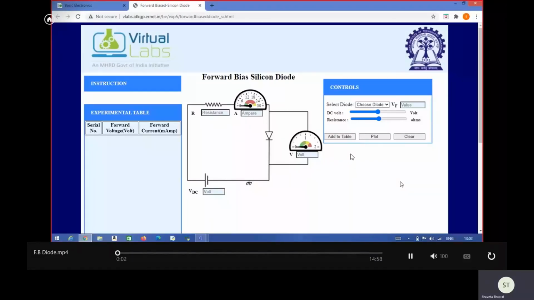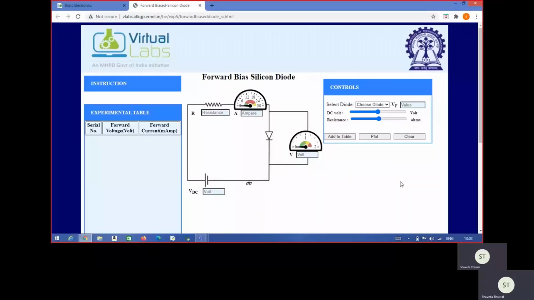The aim of this experiment is to draw the VI characteristics of a forward biased PN junction diode, and we are doing the experiment via a virtual lab. It is developed by a team at IIT Kharagpur. Thanks to the people at IIT Kharagpur who did this virtual lab, and with the help of this setup in the form of a virtual lab, we can draw the VI characteristics of a PN junction diode under the forward biasing condition and calculate its dynamic resistance.